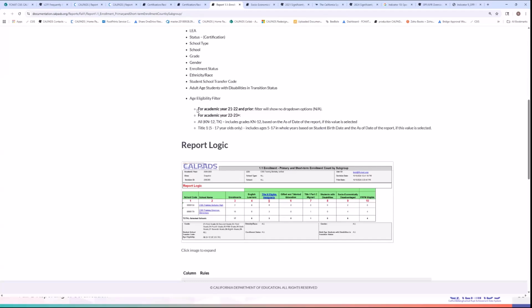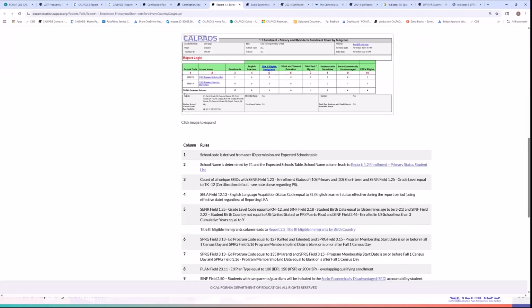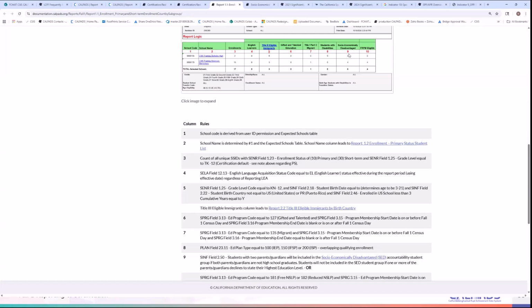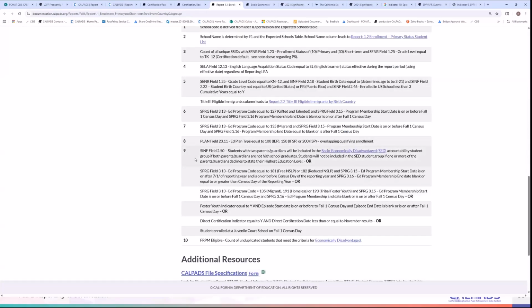The age eligibility filter description specifically says who is included as far as TK and kindergarten. And then here's the report logic. You're mapping data in CalPADS to each column. And so if we go to SED, column 9, there are several different criteria that will include the student into SED.